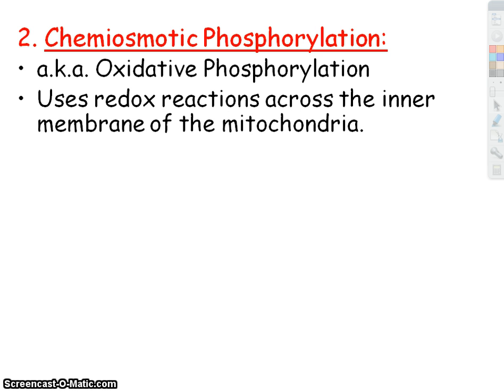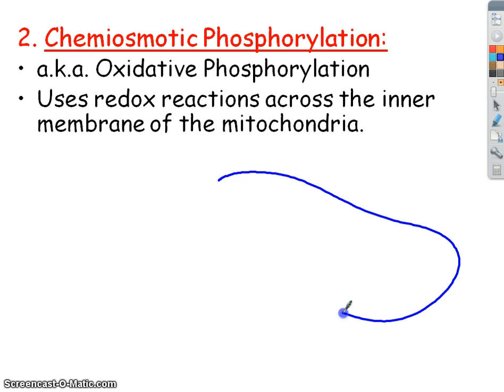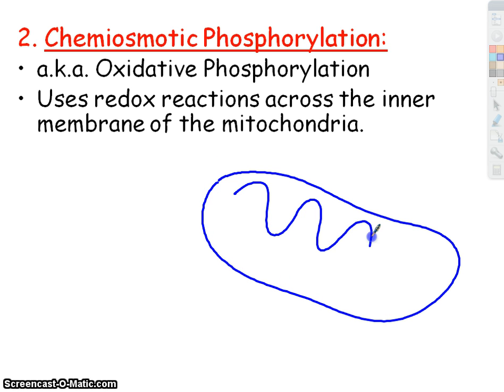This one occurs across a membrane. And what's going to happen in this case is we're not going to make ATP one at a time by pulling a phosphate off of a substrate. We're going to generate large amounts of ATP using the mitochondrial membrane. So you're going to have this mitochondria and this inner membrane, which we're going to talk more about later.